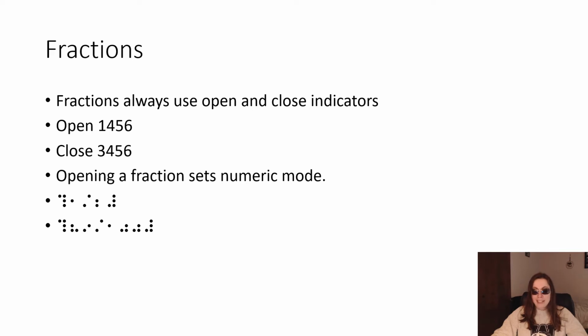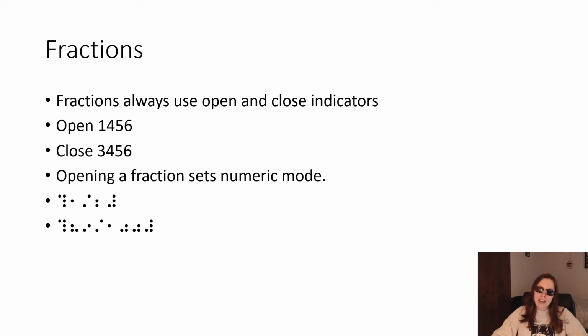Opening a fraction always sets numeric mode, so things will have their numeric mode meaning within the fraction. You won't have to use a separate numeric indicator to identify numbers. I have a couple examples here. The example 1/2, so open fraction indicator. Remember, anything that's called an indicator in Braille, you don't write anything for that cell when you write the print equivalent. It just tells you what the other cells coming next mean.